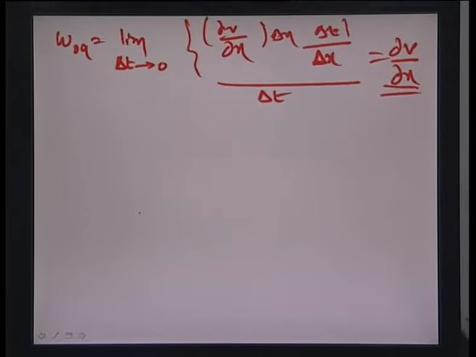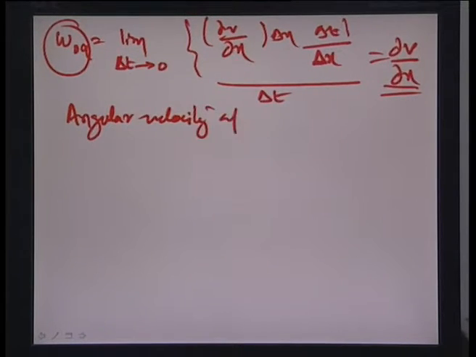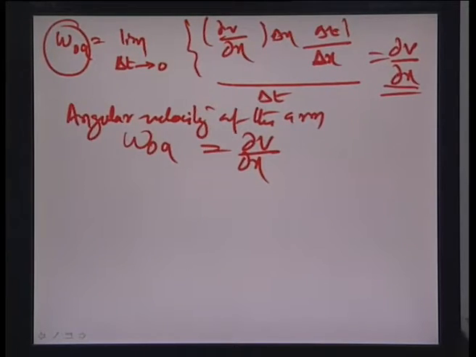So, surprisingly enough, the omega OA, or the angular velocity of the arm OA, comes out to be equal to del v by del x. Okay. So, the rotation really translates into a rate of change of y velocity with respect to the x direction.